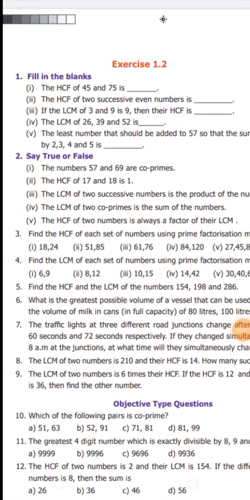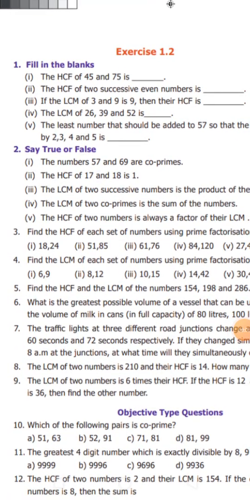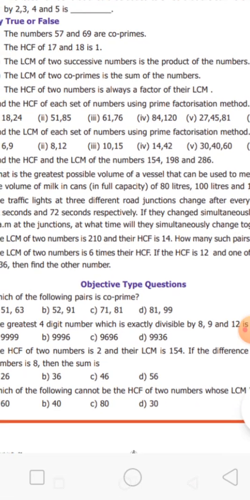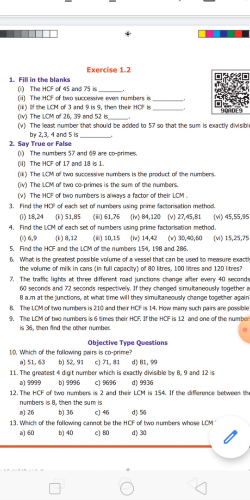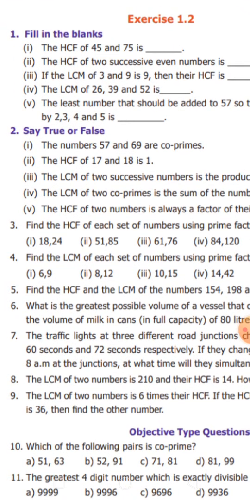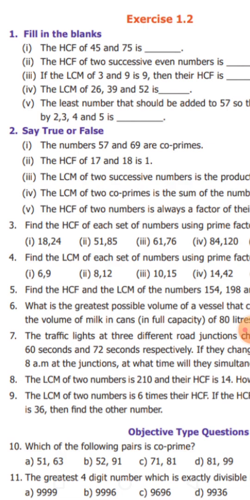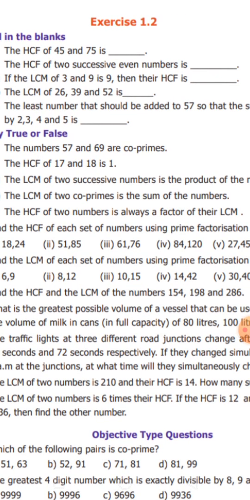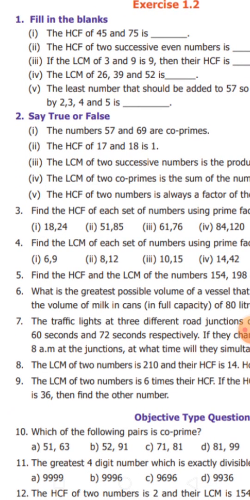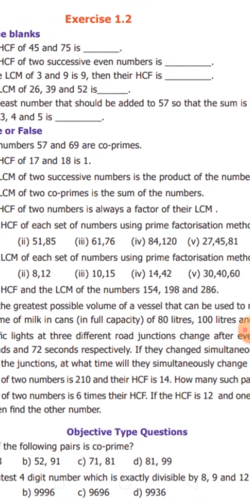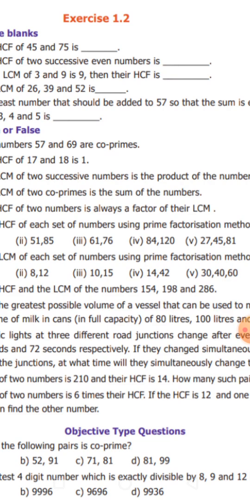Okay, students, we have seen the third sum and fourth sum: how to find HCF, how to find LCM. So, in live class, look at the fifth question. Exercise 1.2, fifth one. Find the HCF and the LCM of the numbers 154, 198, 286. So we have to find LCM and HCF of these three numbers.